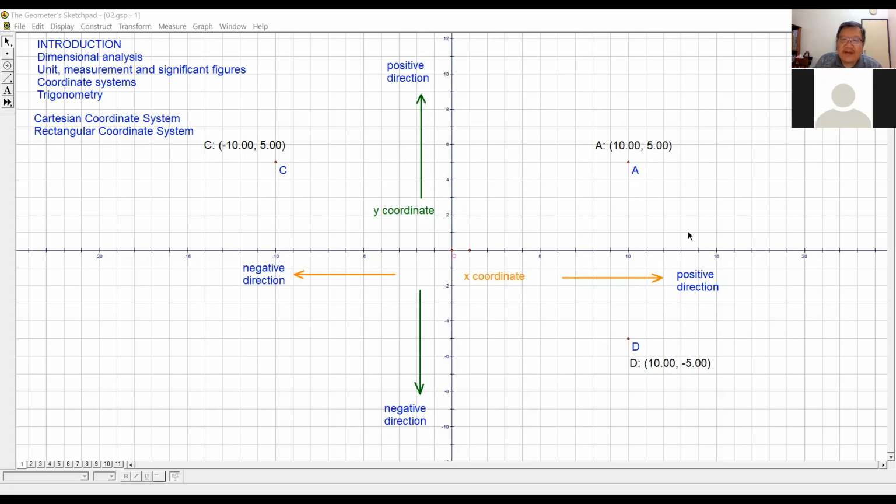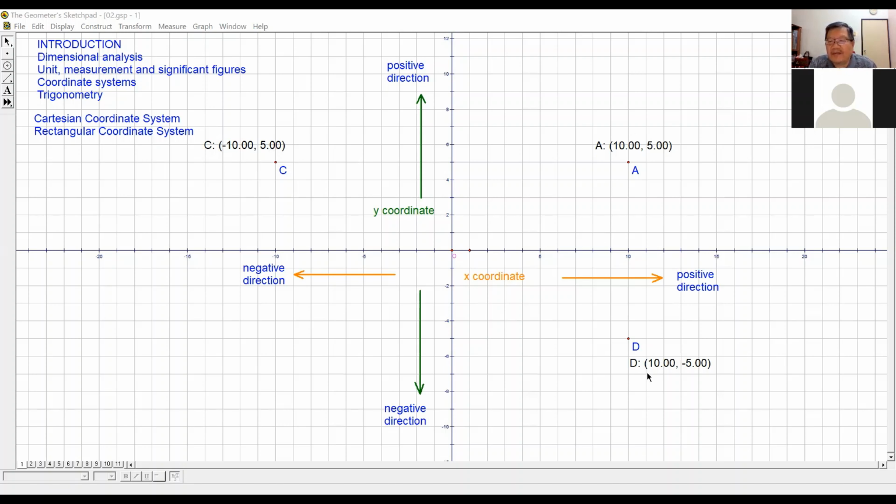Where is the negative direction? Let's say we have another point C. The coordinate is negative 10, 5. The first number represents the x coordinate, so we move in the negative x direction, negative 10. We move to the left-hand side, 10. So negative 10 and positive 5. Positive means you move up 5.